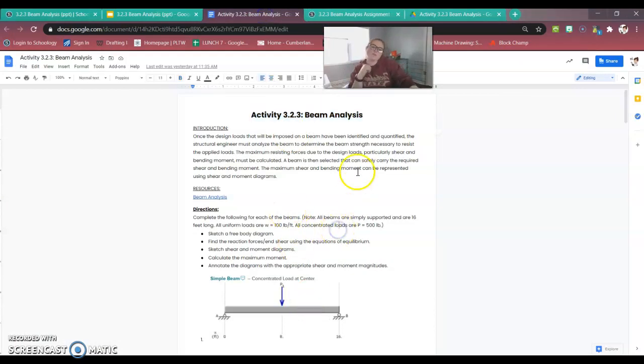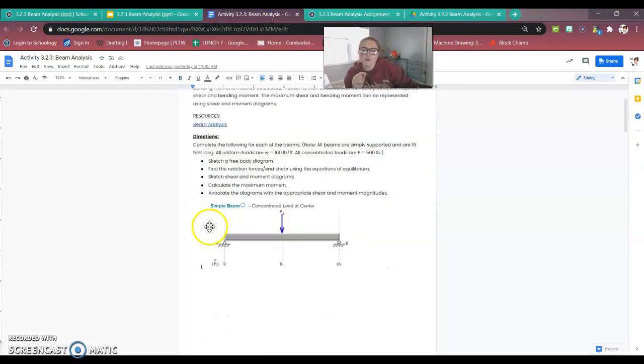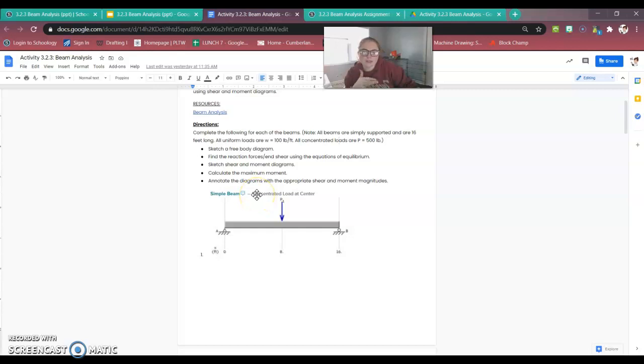This worksheet, 3.2.3. You are going to be completing the bullet points for each of the following beams, and there are 6 of them. You'll be creating a free body diagram. You'll be finding the reaction forces and the end shear using the equations of equilibrium. Sketch shear and moment diagrams. Calculate the maximum moment and then annotate the diagrams with the appropriate shear and moment magnitudes. It's not terrible once you get the hang of it, but it does take a little bit of time to get the hang of it.